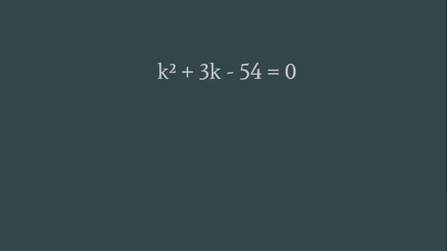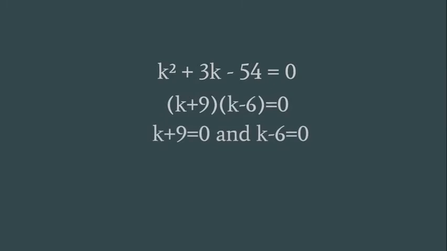Here's another example for review. We have this quadratic function where we have to find the factors of negative 54k squared, and those factors have to add up to 3k. So I know those factors are positive 9 and negative 6, and I can continue to use the zero product property to make each one of them equal to 0, and then get my two solutions of negative 9 and positive 6.